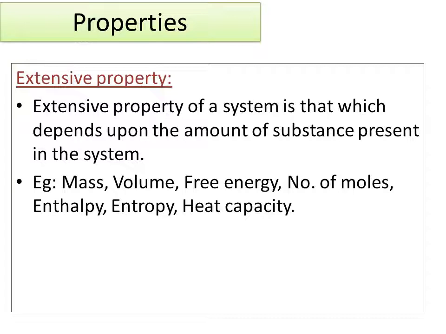Now let us see thermodynamic properties. Some of the properties of a system depend on its mass or size, whereas other properties do not depend on its mass or size. Based on this, the thermodynamic properties of a system are grouped as extensive and intensive property. Extensive property. An extensive property of a system is that which depends upon the amount of substance present in the system. For example, mass, volume, free energy, number of moles, enthalpy, entropy, heat capacity. All depend upon the amount of substance present in the system, so they are called extensive properties.